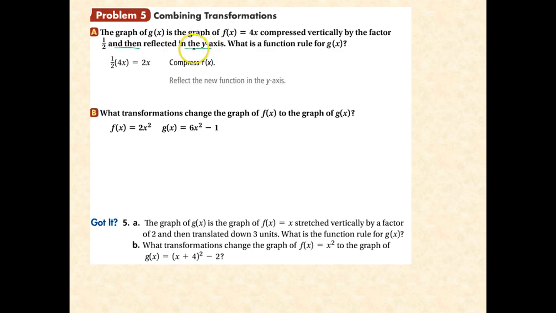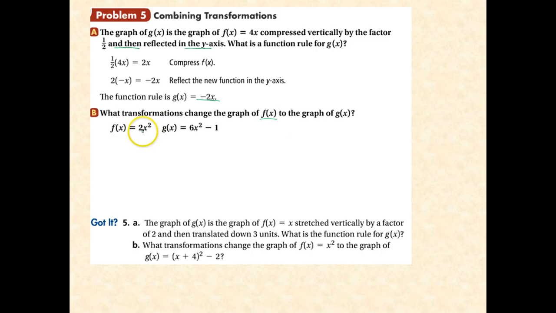Next, we need to reflect across the y-axis. When you reflect across the y-axis, the x coordinates change sign. So it's going to be 2 times negative x, which is negative 2x. So the function rule for g of x is g of x equals negative 2x. What transformations change the graph of f of x to the graph of g of x?